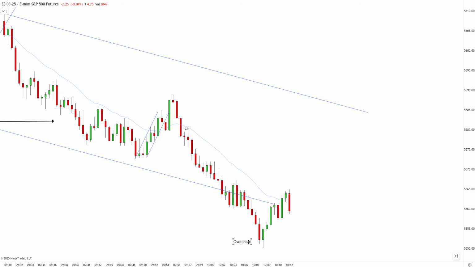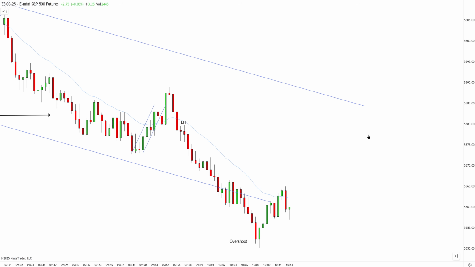I'm going to skip it, okay? Because overshoot can generate stronger pullback in the opposite direction. It can even reverse the market. So I'm not selling here.